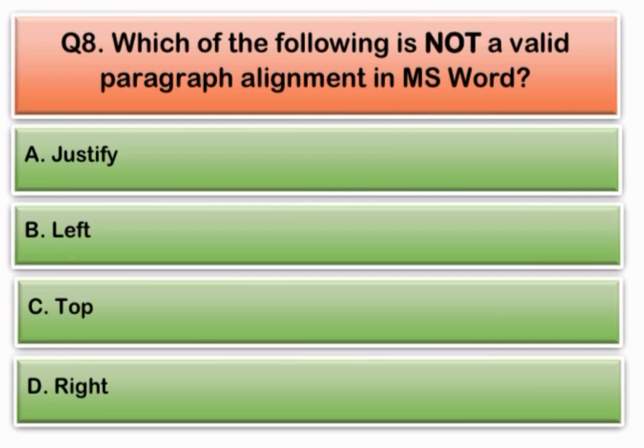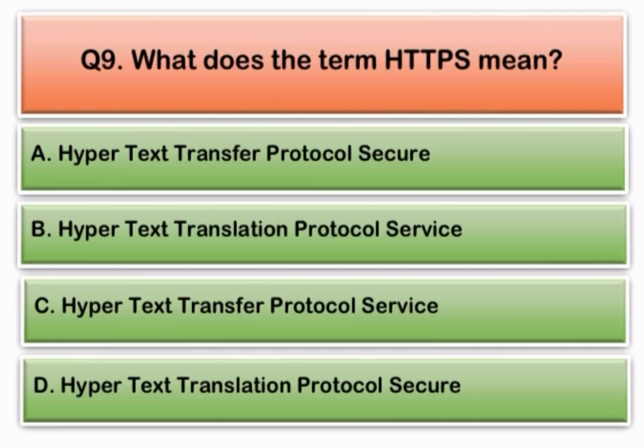Question number 8. Which of the following is not a valid paragraph alignment in MS Word? Justify, left, top, right. Justify is there, left is there, top is not there. So top will be the correct answer. Top is not a valid paragraph alignment in MS Word. So option C, top, will be correct.